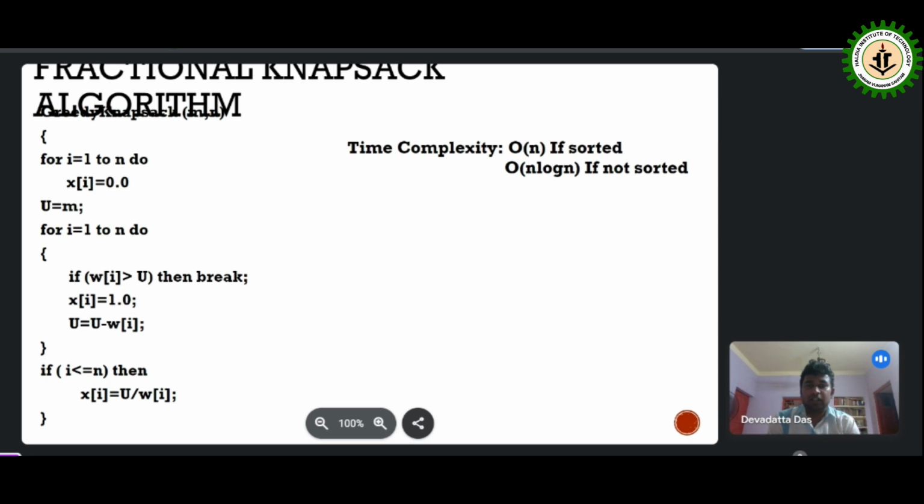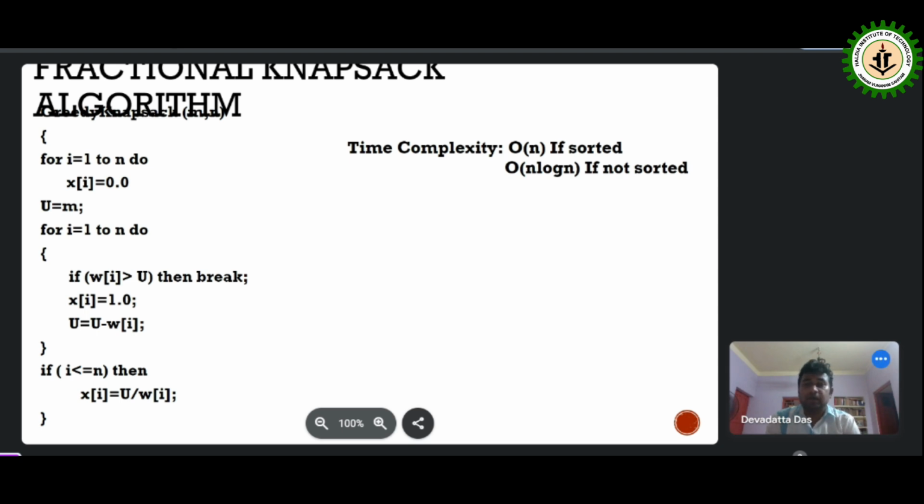Here is the algorithm of the fractional knapsack. So what is the time complexity of the fractional knapsack? If the elements are sorted, then the time complexity of the fractional knapsack will be big O of n. If not sorted, then big O of n log n.